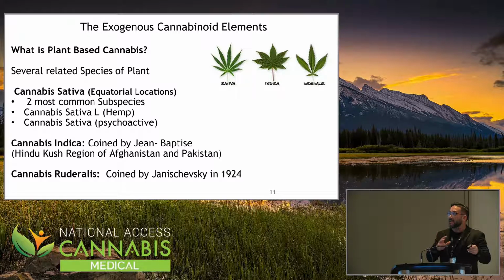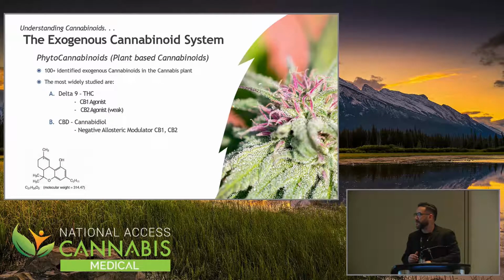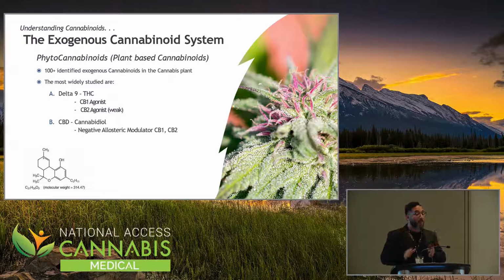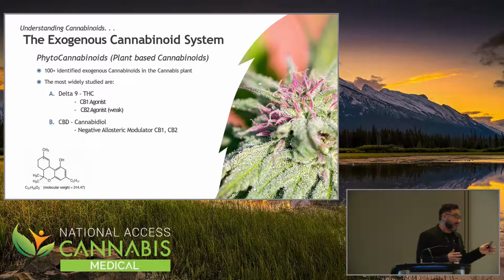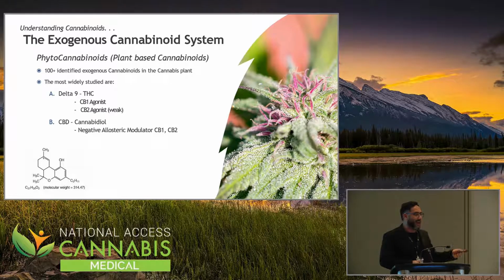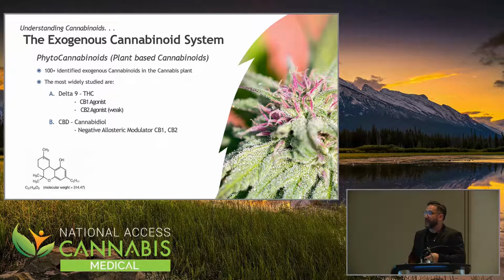These are the exogenous cannabinoid elements. So what is the exogenous cannabinoid system? Now, you may say that it's not a system. From our perspective, you're right. If you're a botanist, it's a system. If you're a healthcare practitioner, they're endocannabinoids. So the phytocannabinoids, what are they? They're the plant-based cannabinoids. There are over 100 of them. I think we're up to around 160 cannabinoids.